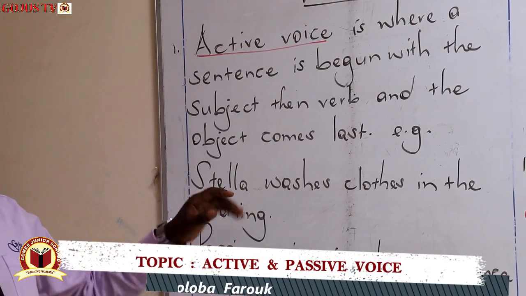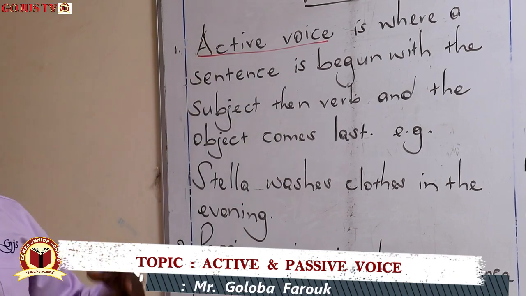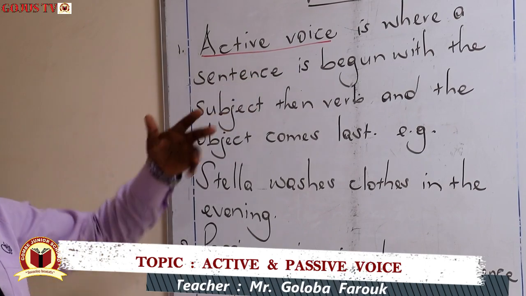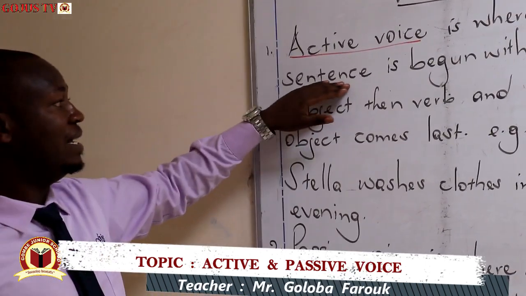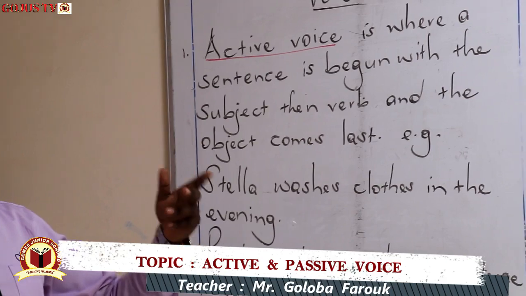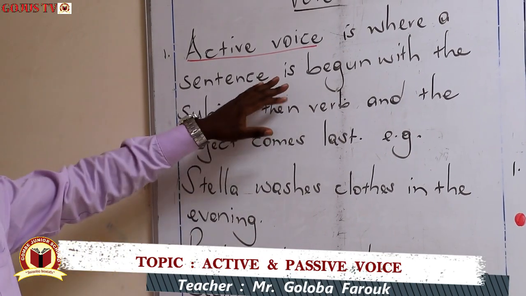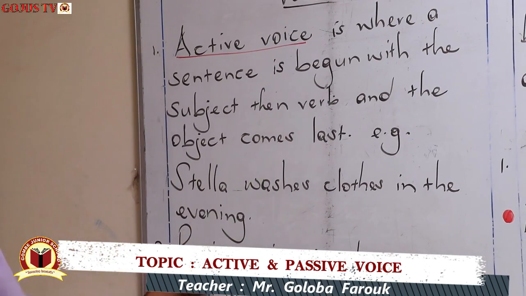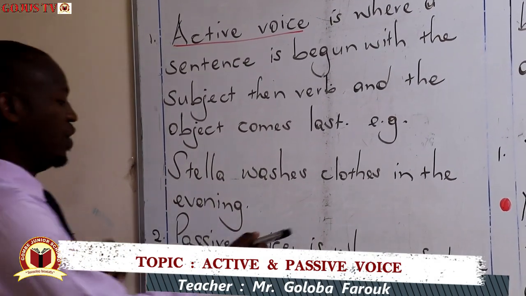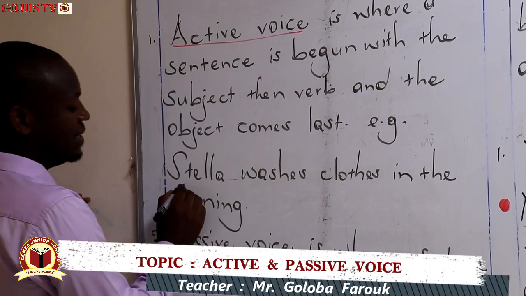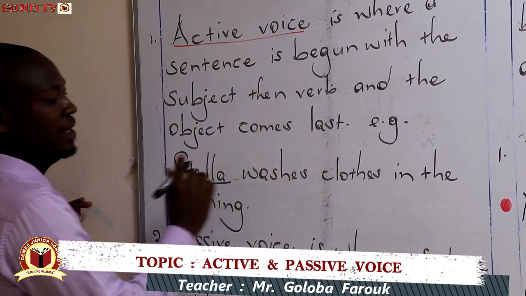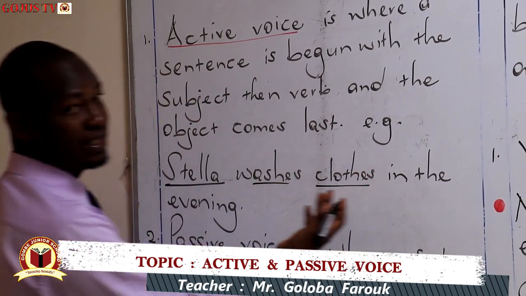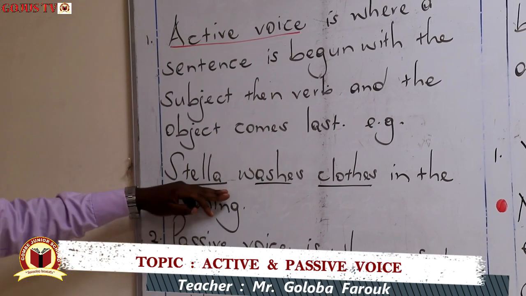So before we go to the tenses, let's look at what we mean by active voice and what we mean by passive voice. Active voice is that normal sentence where the subject begins the sentence, then the verb follows, and the object comes last. For example, Stella washes clothes in the evening. Stella here is the subject, the verb is the washing, then the clothes are the object in this sentence. So this is the normal order.